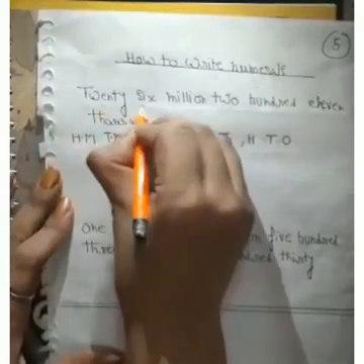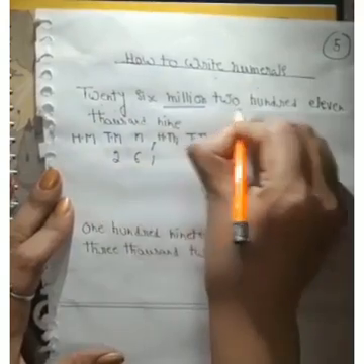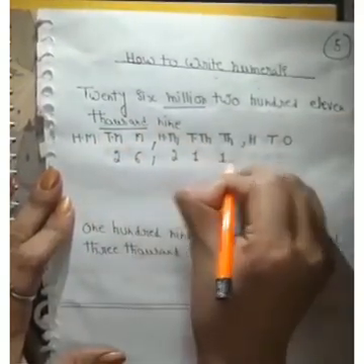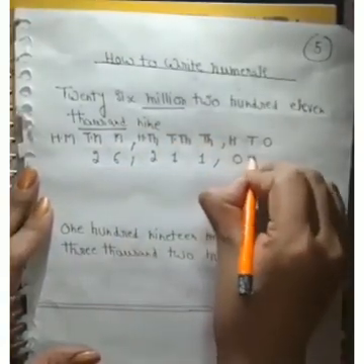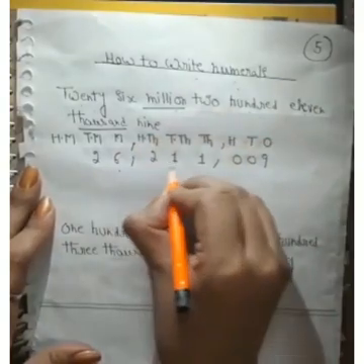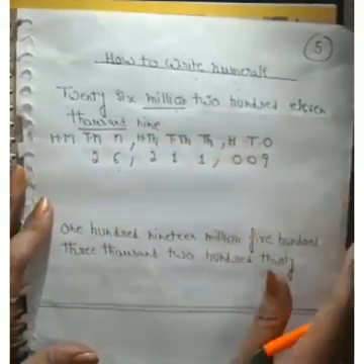Now the number is 26 million, 211,000, 211,009. 2 and 6 are the members of the millions family. 2, 1, 1 are the members of the thousand family, and 9 is the member of the ones family.